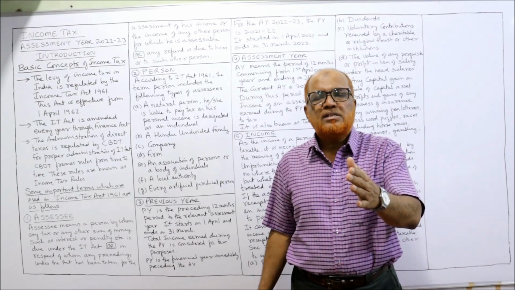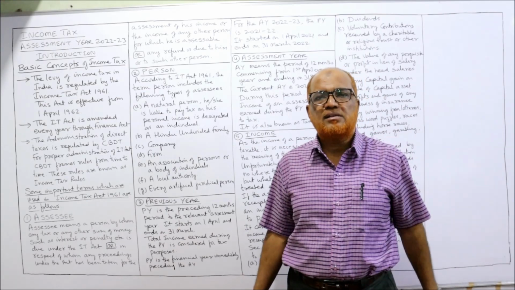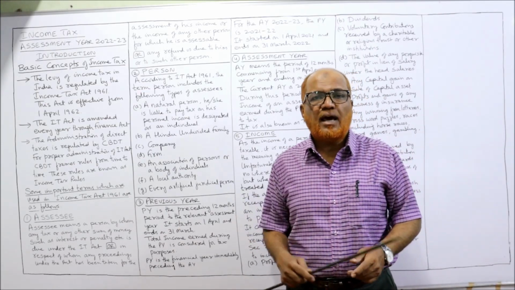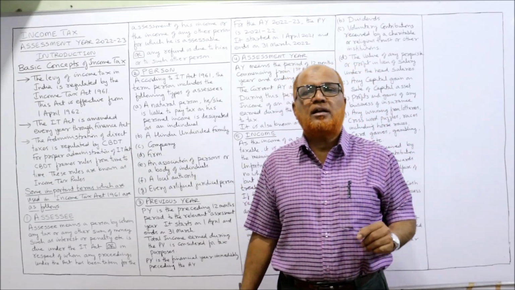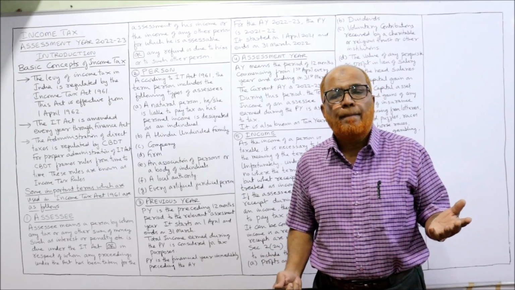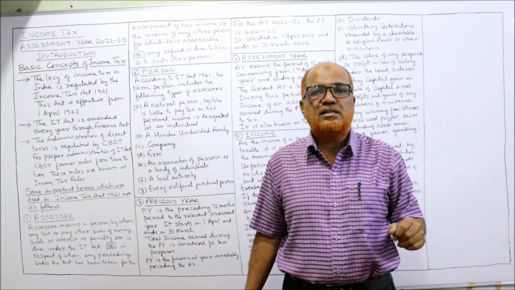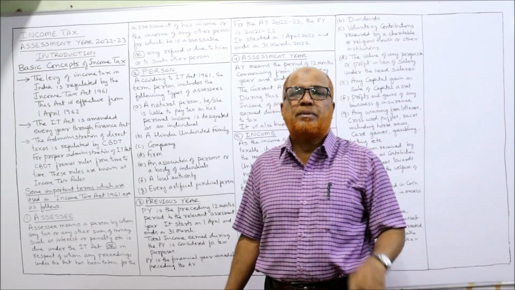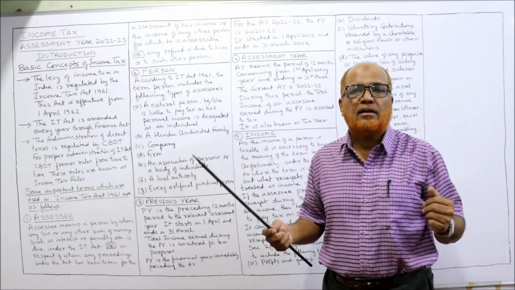Suppose a person's income exceeds the basic exemption limit, but he has not paid the tax. Mr. X has earned an income of 10 lakh rupees during the current previous year, but he has not paid the tax. Then what will happen? The Income Tax Act will start legal proceedings against him because he has not filed the return.